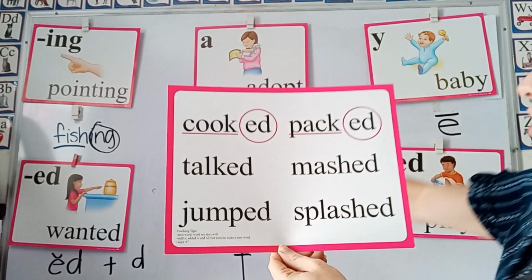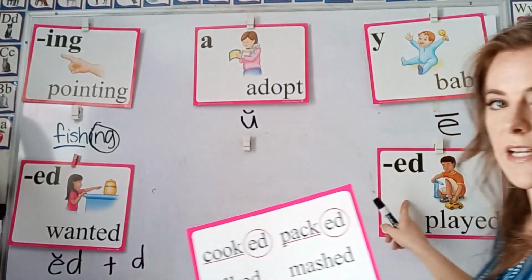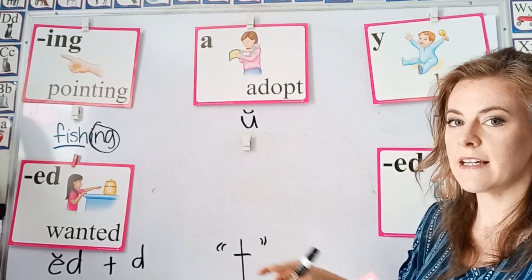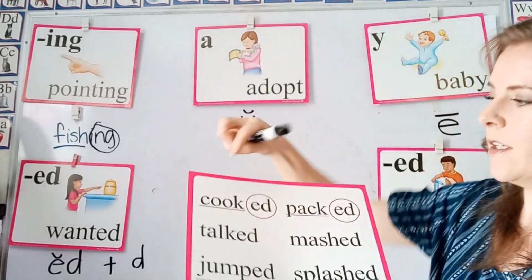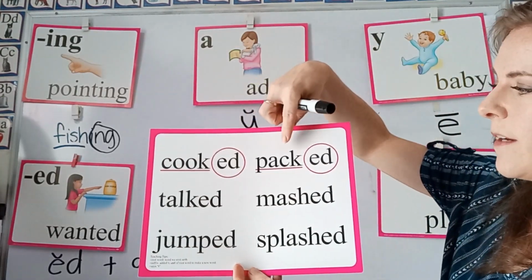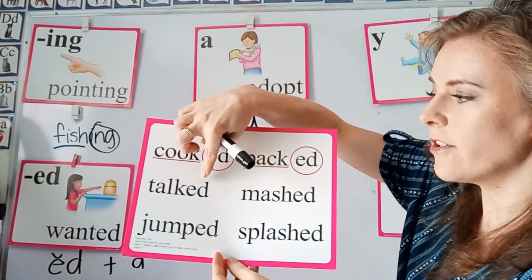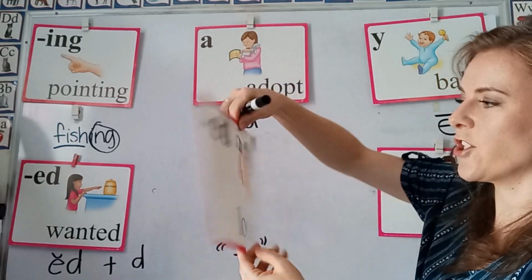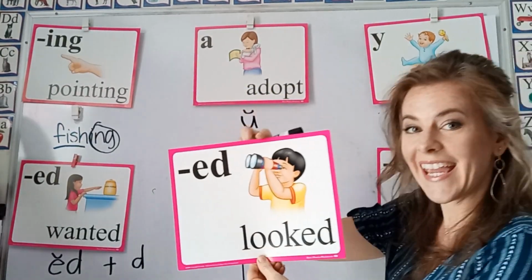just like these other suffixes. And it makes the T sound. Cooked, packed, talked, smashed, jumped, splashed. That's the T in looked.